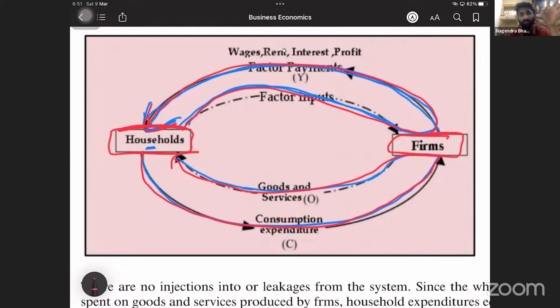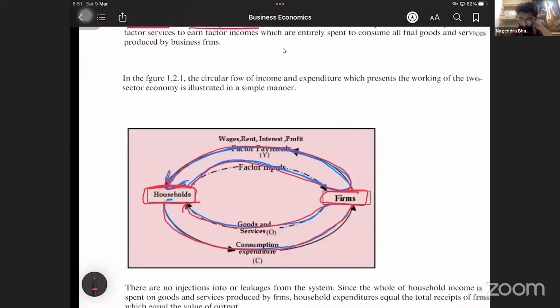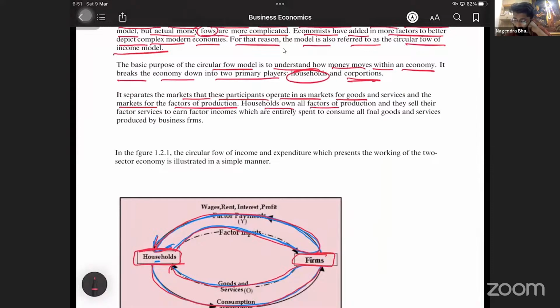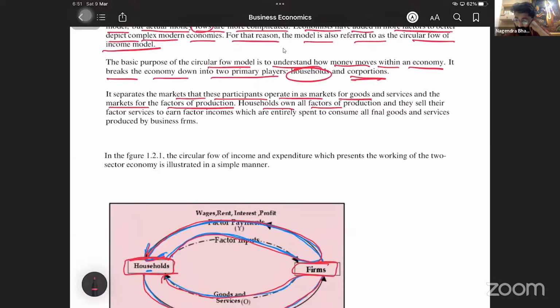Households want goods. So, households own all the factors of production, and they sell their factor services to earn factor income, which is entirely spent to consume all final goods and services produced by the business firms. So only two sectors here: the household sector and the firm sector.